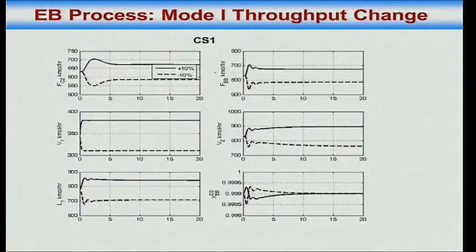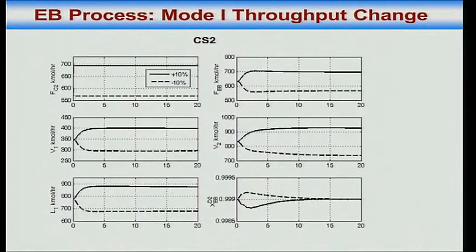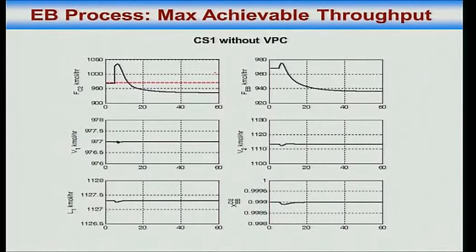Okay. So we have looked at 2 control structures. Now let us compare their performance. Mode 1, no input constraints are active, and therefore whether I am using the conventional control structure or the control structure that we have proposed, if you do a throughput change, plus minus 10%, everything is smooth. CS1 or CS2, it does not really matter. About 20 hours, your response is complete. Product purity is tightly controlled, smooth response.